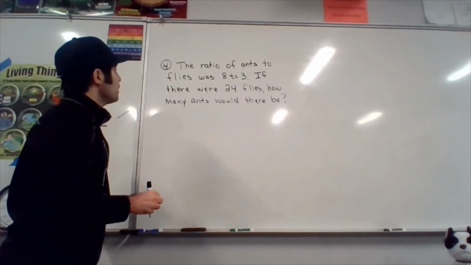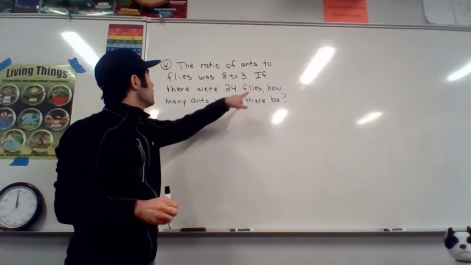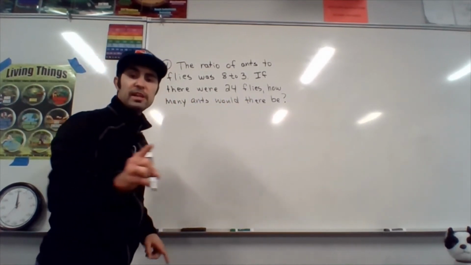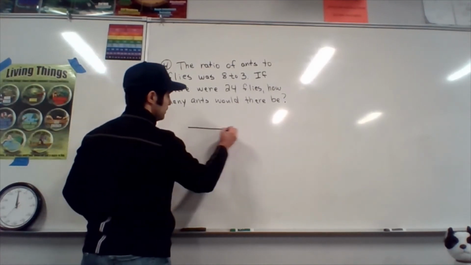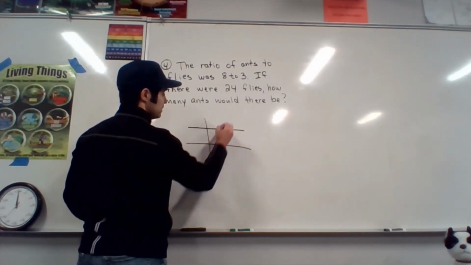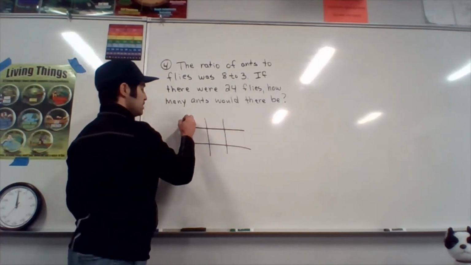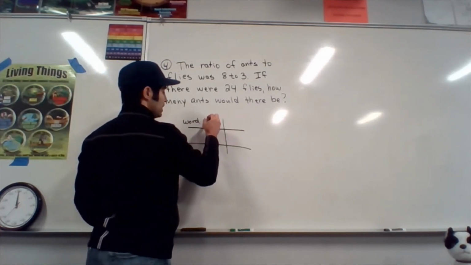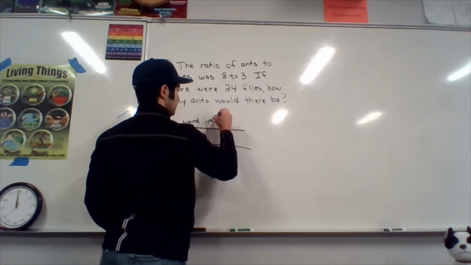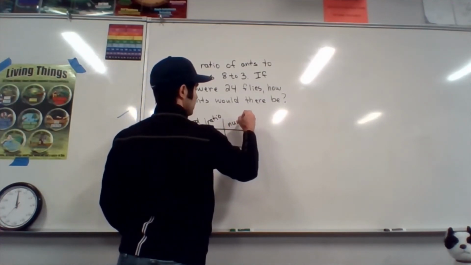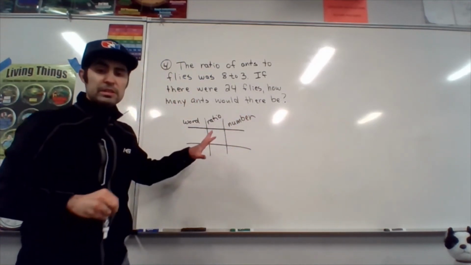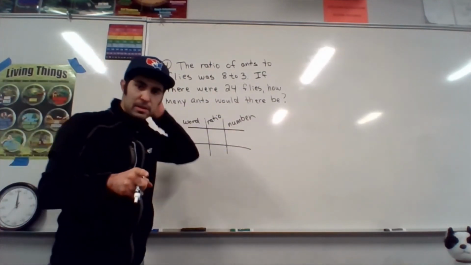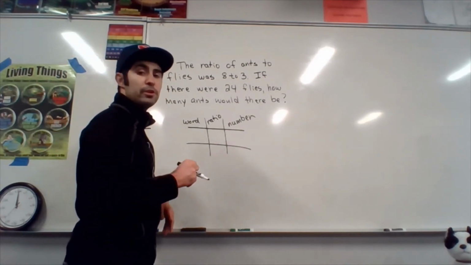All right, let's have you guys try one. Problem number 4. The ratio of ants to flies was 8 to 3. If there were 24 flies, how many ants would there be? You can pause it now, or you can get a little hint. Your little hint is use tic-tac-toe math. This is going to be your word, or basically your labels. This is going to be your ratio, and this is going to be your number. Okay? Fill this in and solve. All right, you're back. Hopefully you paused it. If not, pause it now, and then stop pausing it when you're done with your problem.